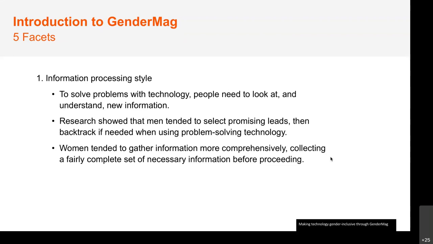What women tend to do, and how they use technology, is that they gather information more comprehensively. So they have a comprehensive information processing style. So they tend to like to collect a fairly complete set of information and then proceed. Right. So it's not necessarily that one is better than the other. It's really just completely different styles of behavior that shape how people use technology.